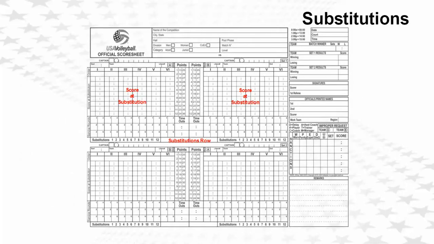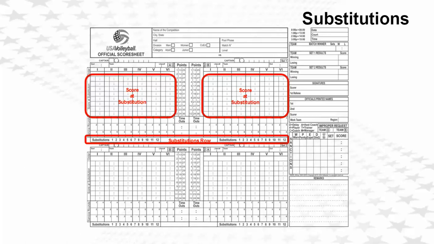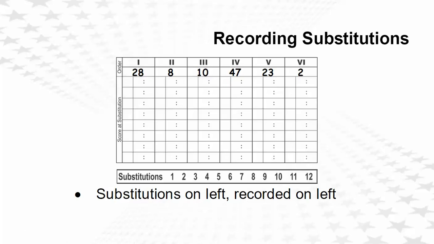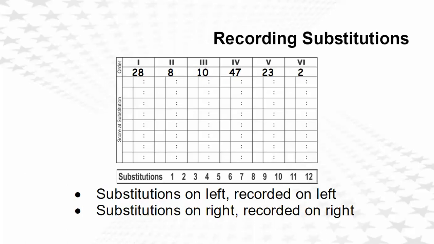When the referee whistles to authorize a substitution, there are 2 areas on the scoresheet to record the information: score at substitution and the substitutions row. Recording a substitution is straightforward. Substitutions by the team on your left are recorded on that side of the scoresheet. Substitutions by the team on your right are recorded on the right side.